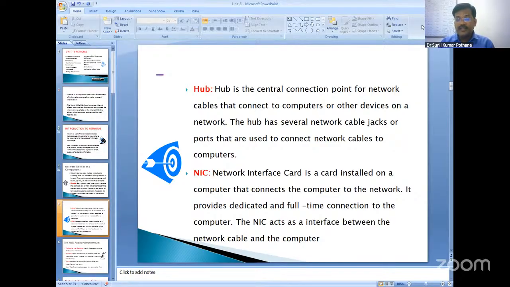This card is installed on a computer and connects the computer to the network. It provides a dedicated, full-time connection to the computer. The NIC acts as an interface between the network cable and the computer.